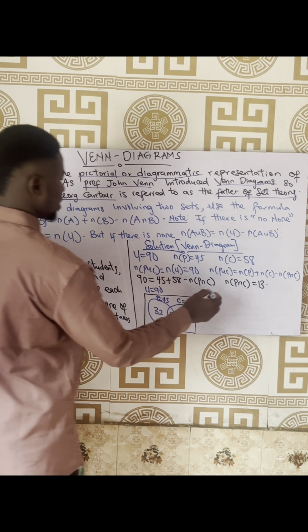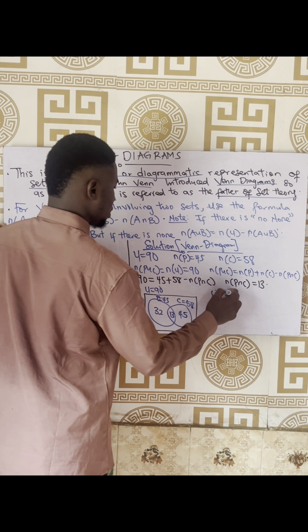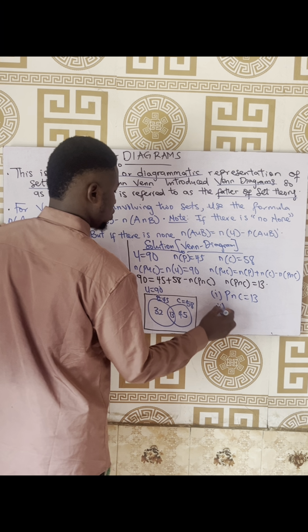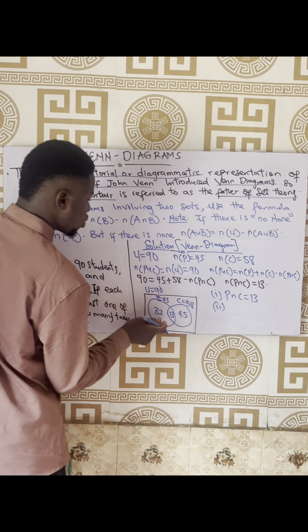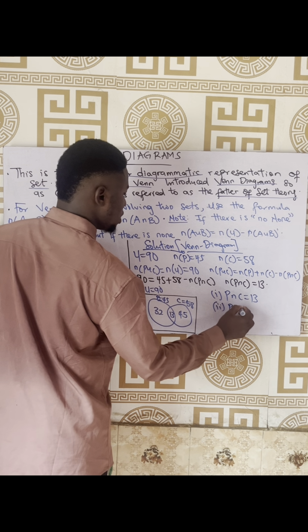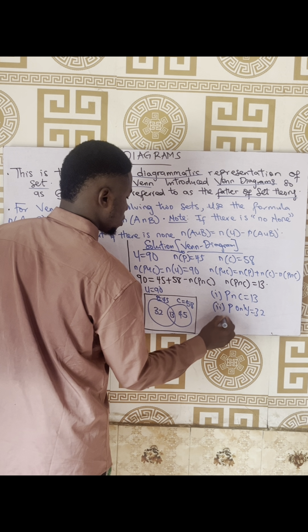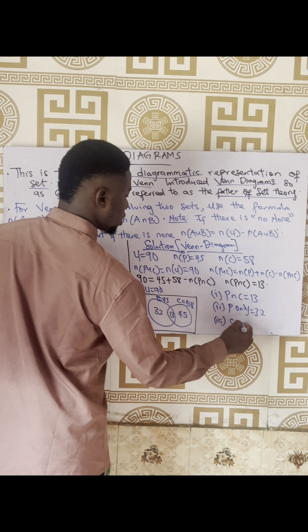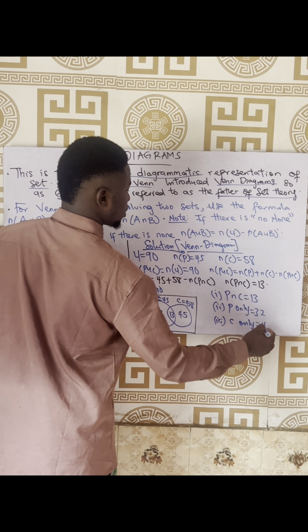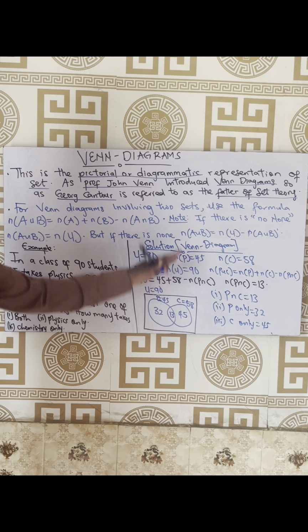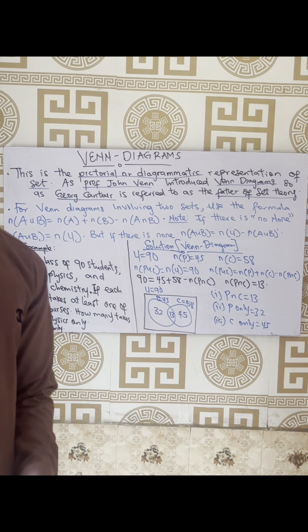So this simply means that the interpretation is that your P intersection C is equal to 13. Your P only, this 32, will be your P only. P only will equal 32, and your C only will equal 45. So this simply means that those who do physics only are 32, and chemistry only are 45. So that is that. Then let us look at the trick in solving it.